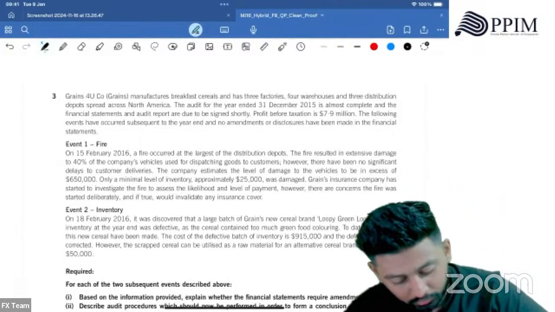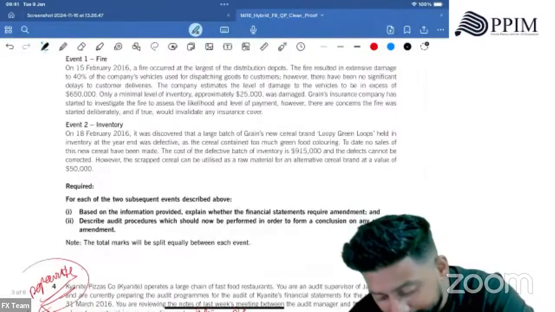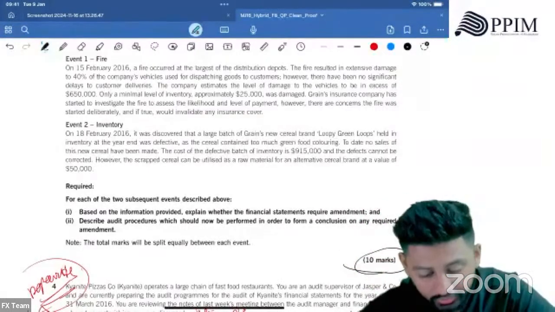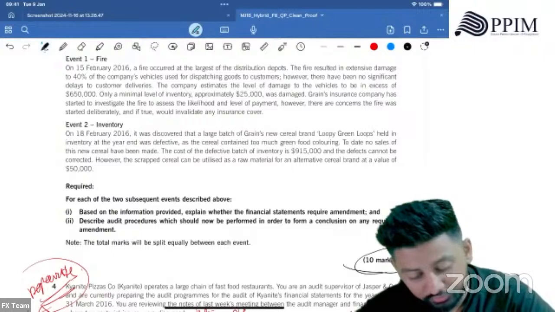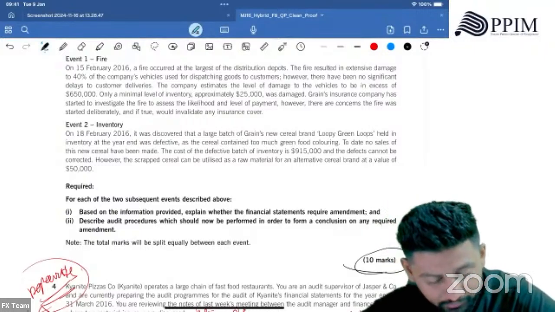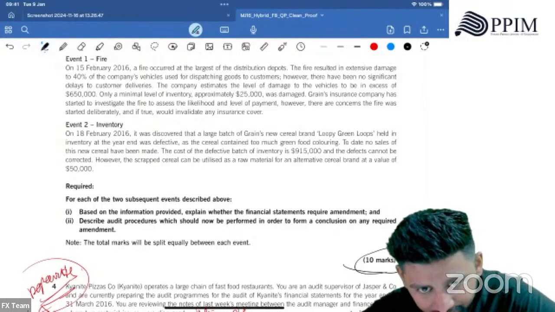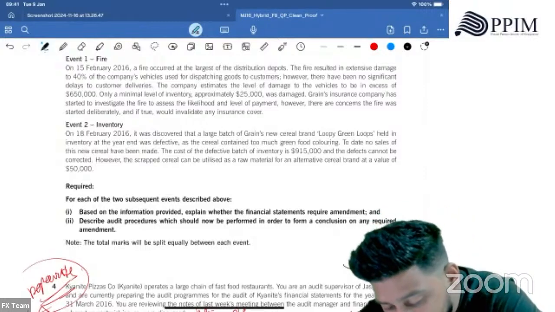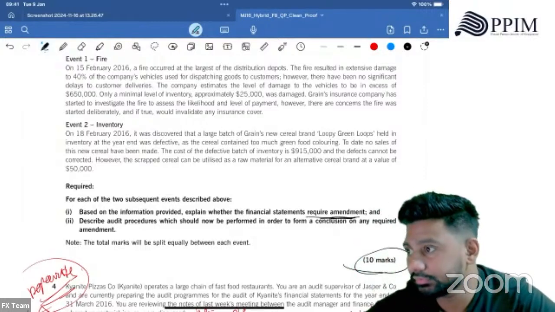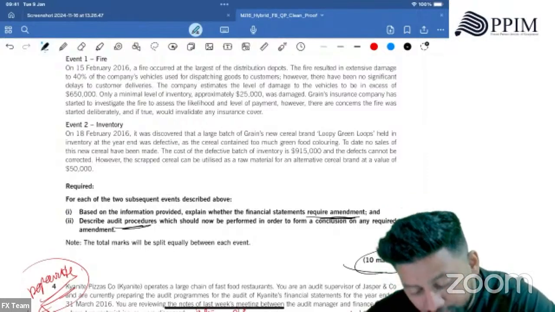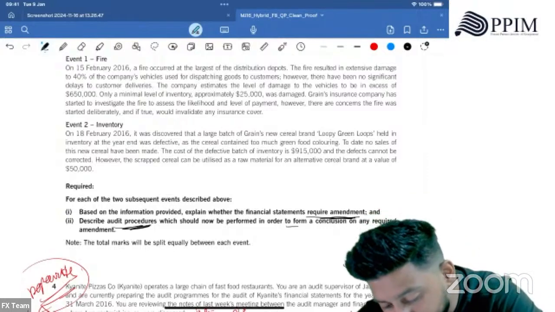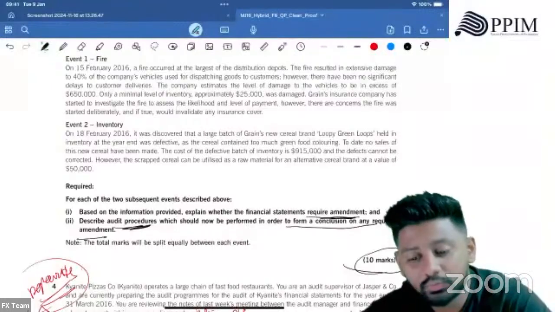Okay. Now, in total, you're getting 10 marks. The examiner wants you to say, for each of the two subsequent events described above, based on the information, look here, your examiner says, based on the information, explain whether the financial statements require amendment and describe audit procedures which should now be performed in order to form a conclusion on any required amendments.